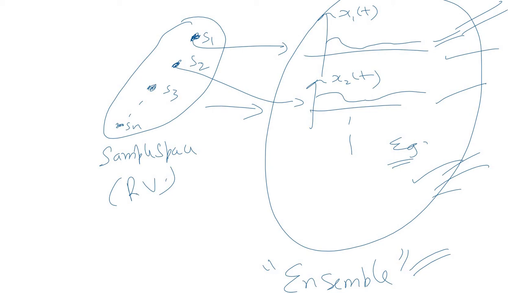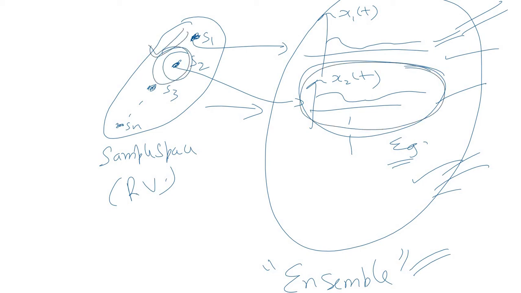In the case of a random variable, the outcome of each trial of the experiment is a number, a numerical number. In the case of a random process, the outcome of each trial is a waveform. It's not a number, it's a waveform with respect to time.